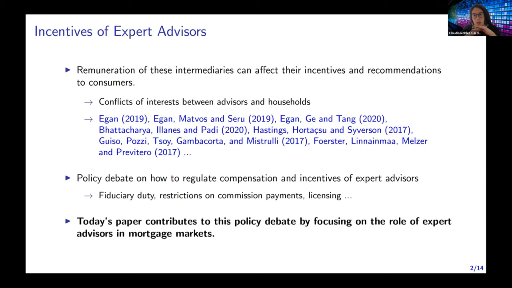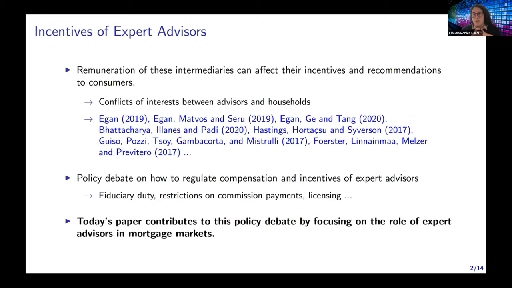These types of topics have also been of interest to policymakers. And throughout a bunch of countries and industries, policymakers are trying to understand how they should regulate the way expert advisors get paid. Should we implement fiduciary duty? Should we restrict the payments to these advisors? Should we put in some sort of licensing process?